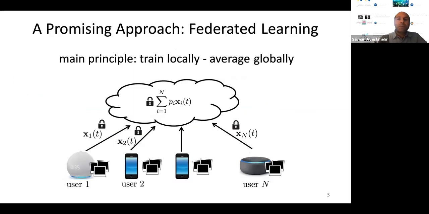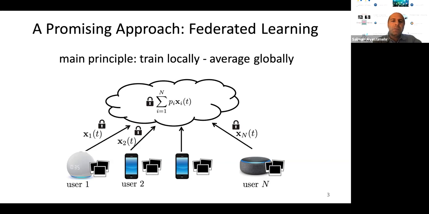And as we all know, a promising approach to this problem is federated learning, and that's why it has gained a lot of attention in the past couple of years. The main principle is simple. The idea is you would train locally, and then you would average and aggregate the models globally so that collectively these users can train and learn better and better models. This way the data would stay locally at the users and won't be revealed to other users or the server for aggregation or for the training purposes.